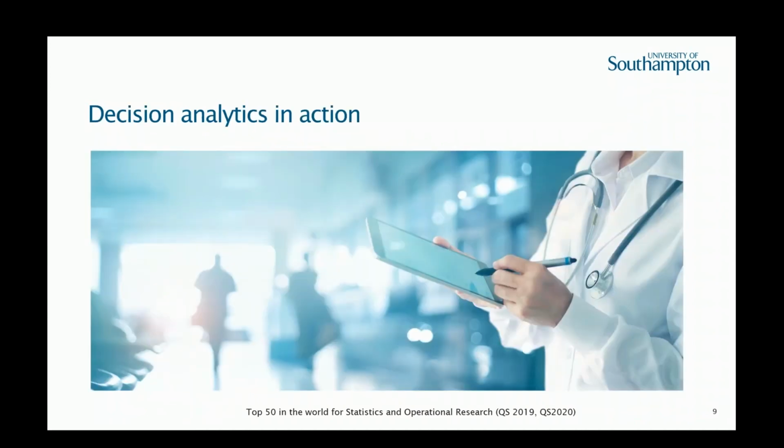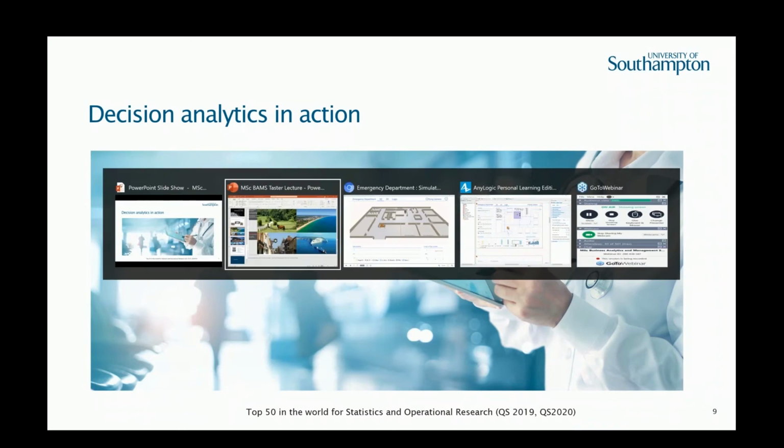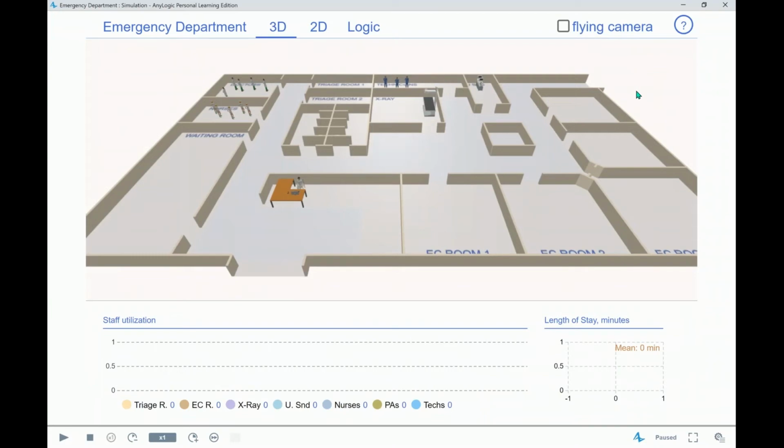In this case, let me switch to a simulation model. I hope you can see a screen showing an emergency department. This is basically a layout of an emergency department. You can see here that there is a waiting room where patients arrive, and then patients will go to the desk shown there at the bottom to register, and after that, they will follow a certain pathway.